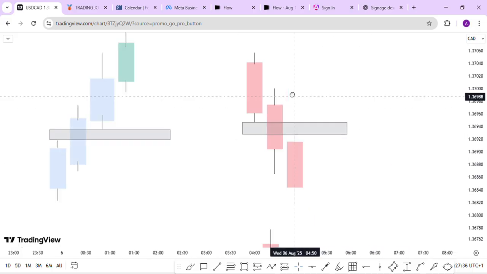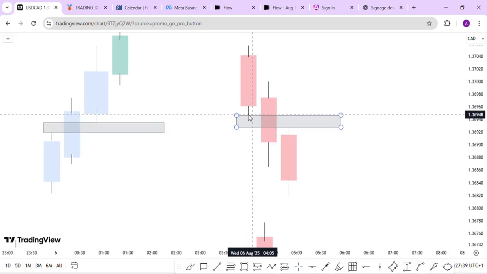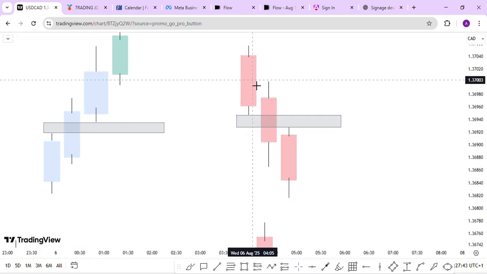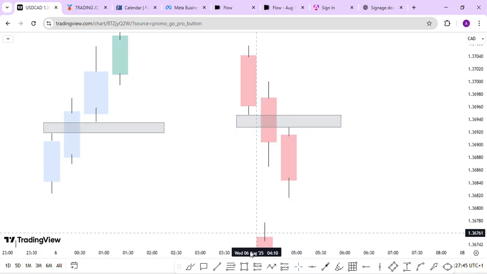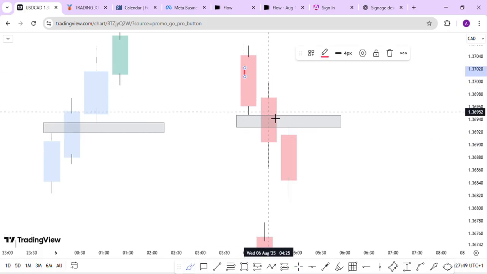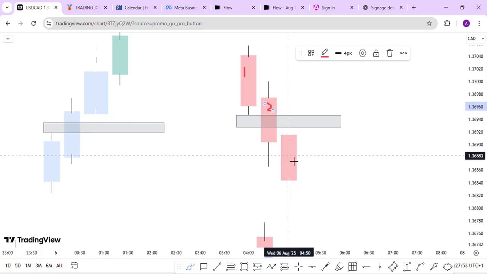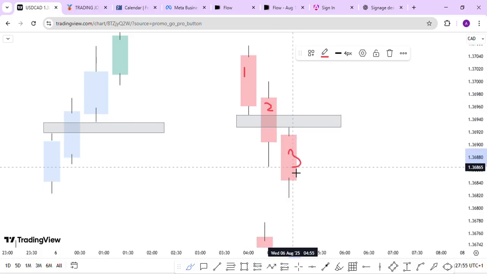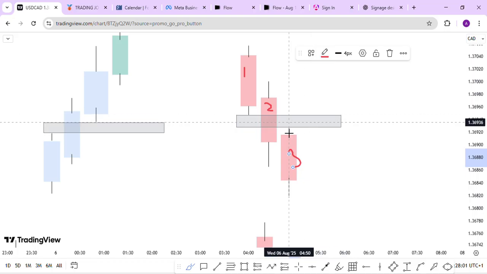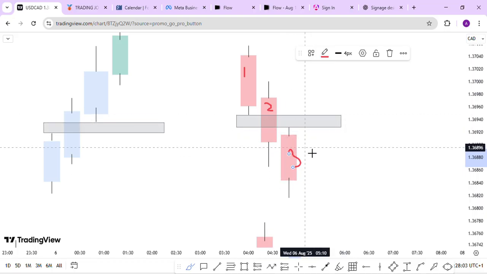You can see the other side of it is when the fair value gap is unmitigated. The same example here, you can see the first candle, the second candle, and the third candle. So this is the first, the second, and the third. So the gap between the first and the third is what fair value gap is all about. As long as there is a gap, it means that there is fair value gap.